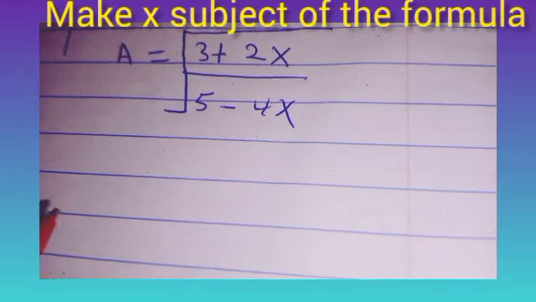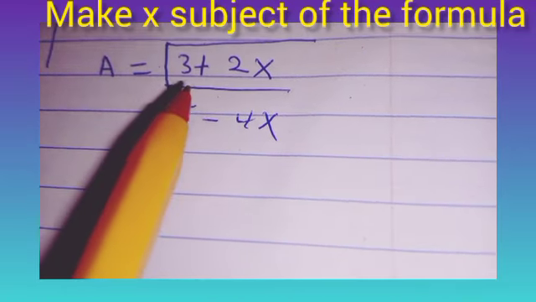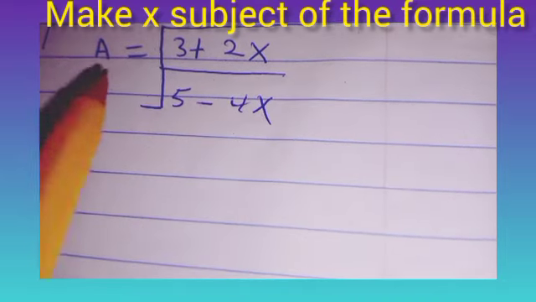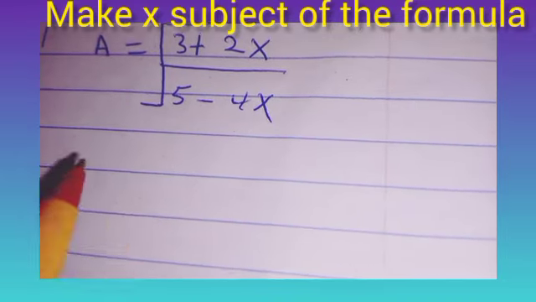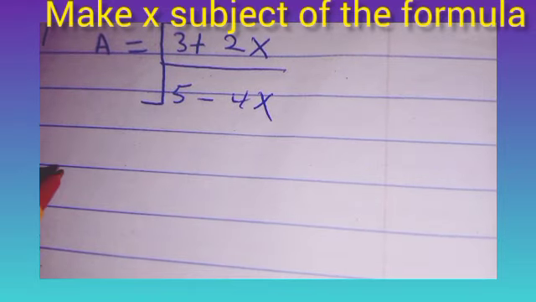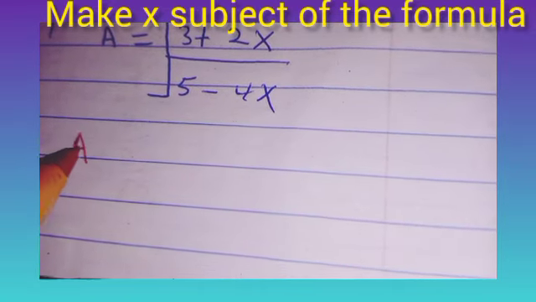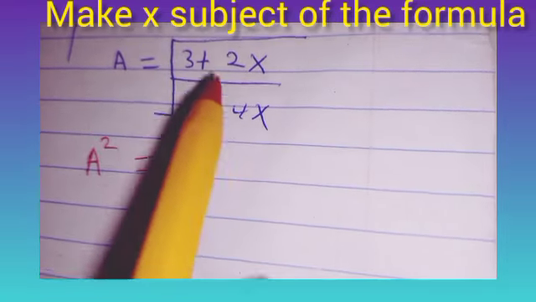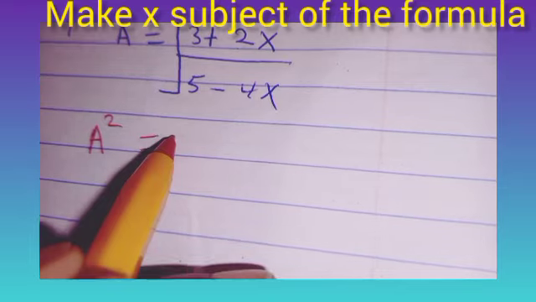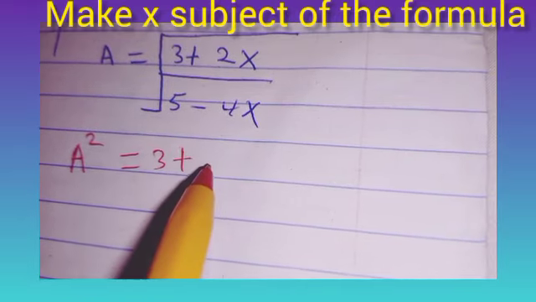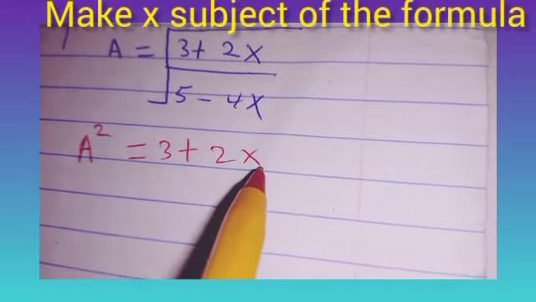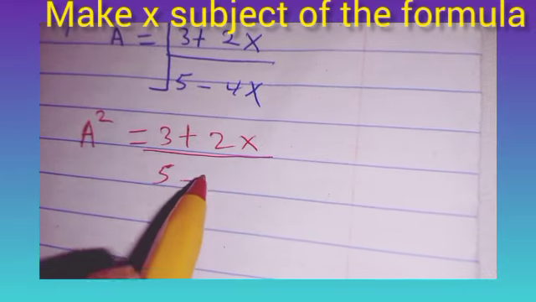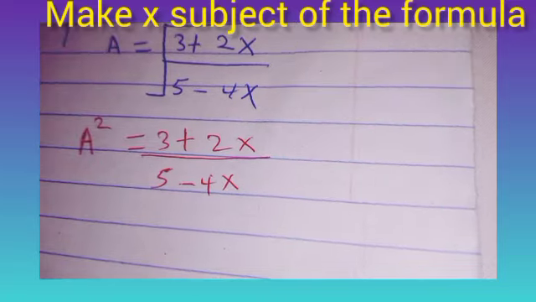My dear mathematician, you are required to make x the subject of the formula here, or to express x in terms of a. So the first step which you need to do here is to square both sides. So a will be a squared, which is equal to, when we square and we find the square root, we are going to be left with the 3 plus 2x divided by 5 minus 4x.